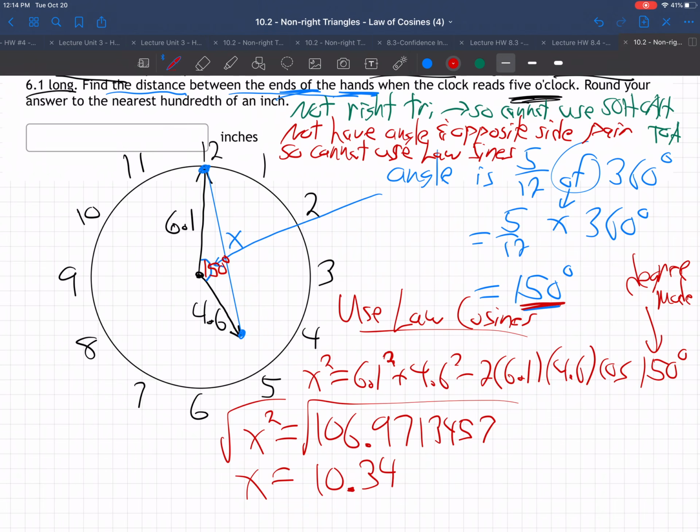10.34, I don't know how many hundredths of an inch. That's all they want, hundredths, two places. 10.34 inches. So the distance from here to here between those hands must be 10.34 inches at 5 o'clock. Interesting, we can find that.